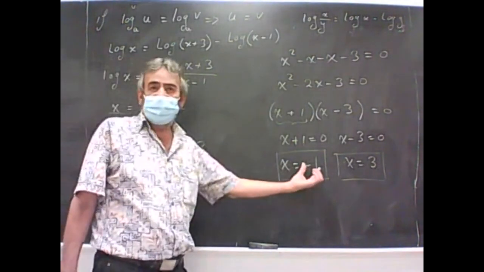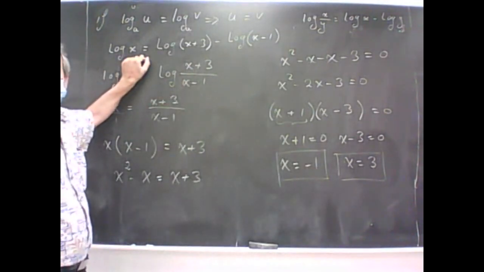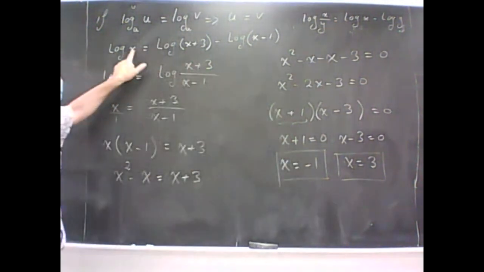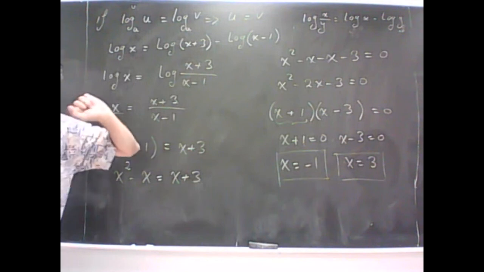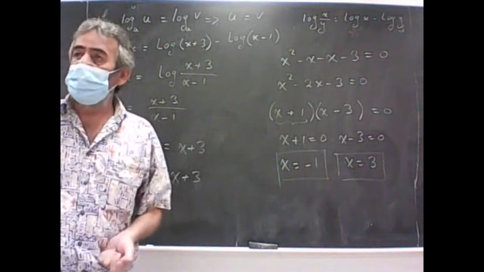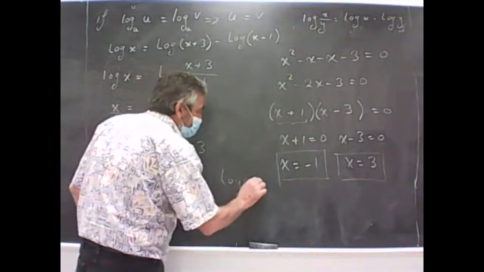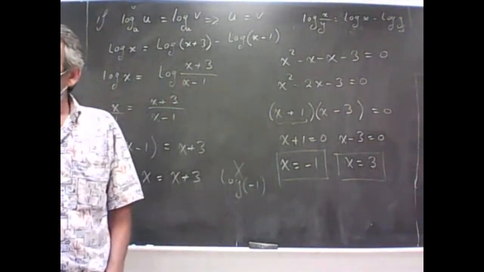I'm just going to go back and take each value and replace it in the original equation and see if it makes sense or not. If I take this log over here and put a negative 1 in there for x, what's the problem with this scenario? The problem is log functions do not take negative numbers. I cannot say log of minus 1. That is not possible.